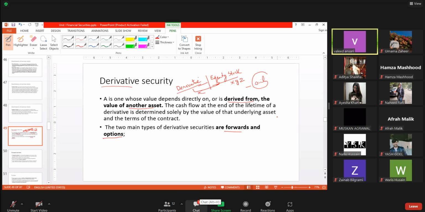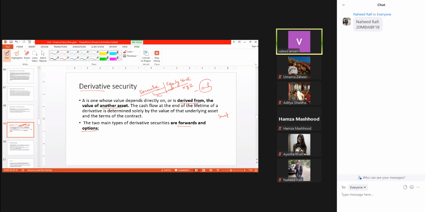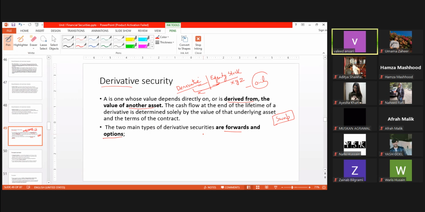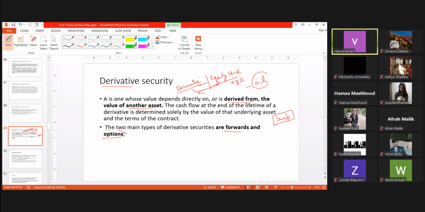And then another one, which is also a type of derivative, is called swap, which I will briefly explain to you. Now let us keep in mind that options will be discussed in the last unit in detail, where I will take up the underlying factors of option pricing, like the Black-Scholes formula for calculation of option. Here I will briefly discuss these aspects.